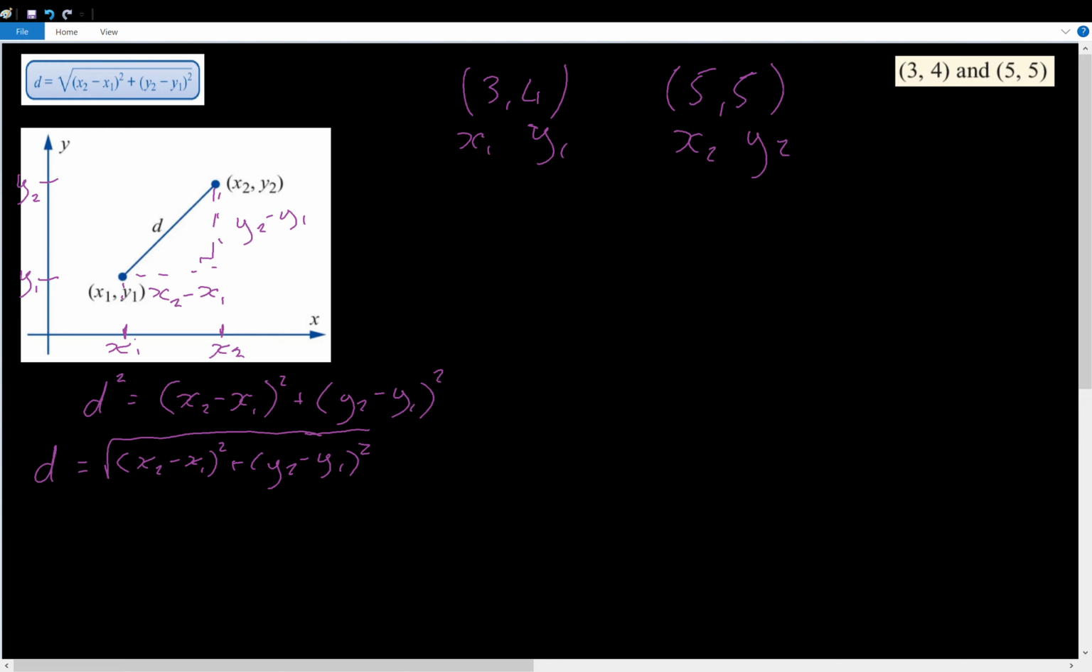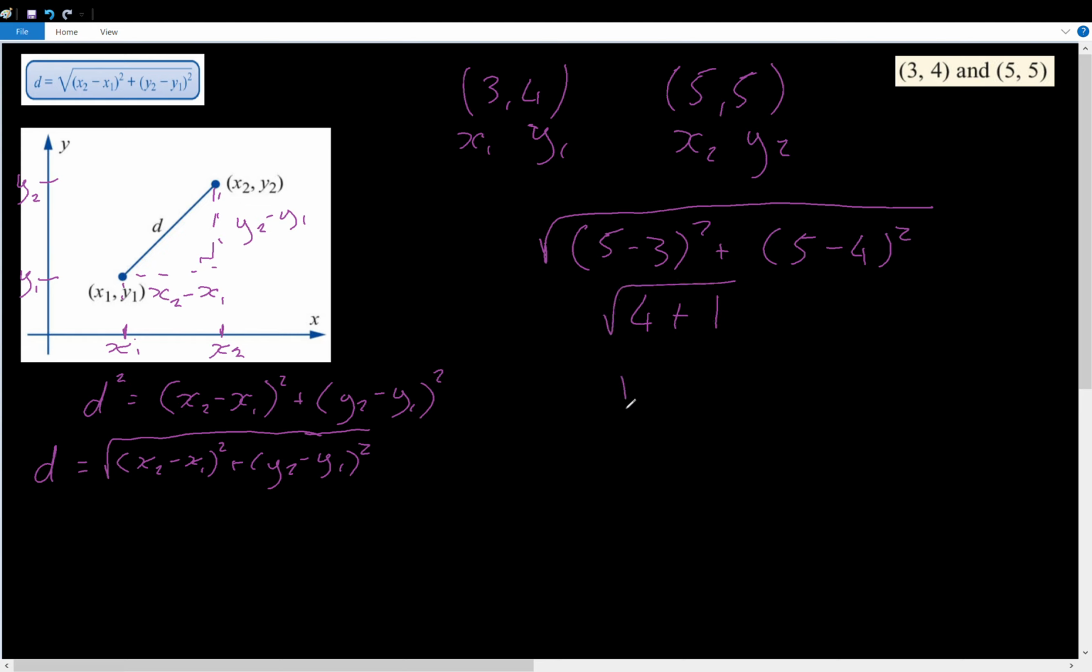If we put these into the formula, we're going to have (5 minus 3) all squared plus (5 minus 4) all squared, and that's all going to go under a square root sign like that. If we tidy up inside, 5 minus 3 is 2, and 2 squared is 4, and 5 minus 4 is 1, and 1 squared is 1. So we're going to end up with the square root of 5. Now, the square root of 5 is not going to be a whole number because 5 is a prime number.